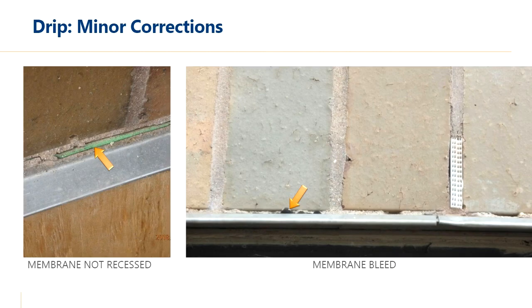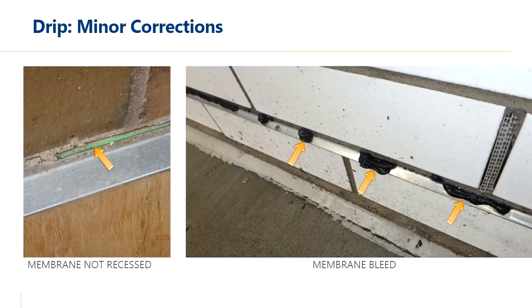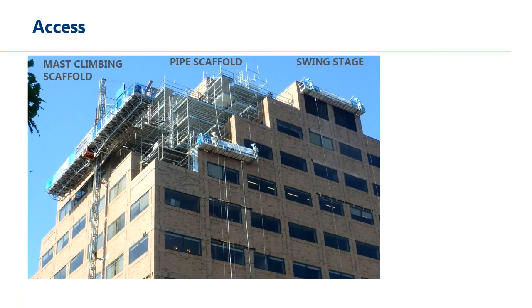Some minor corrections: when you're dealing with the membrane flashings, you do want those recessed. In the image on the right, you can see some of that membrane bleed that occurs with it. And this is an example of a progression of that bleed. It can become quite cosmetic and undesirable. It's not so much a water management problem there, but is an undesirable effect of some of the misapplied flashing.